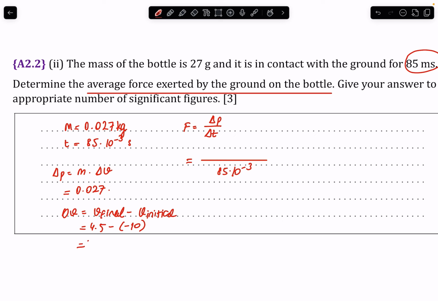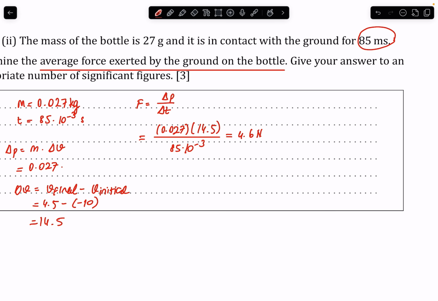And this is 14.5. And then what we'll basically do is 0.027 times 14.5. And then this basically comes around to 4.6 newtons, if I'm not wrong. But this is not where our question finishes.